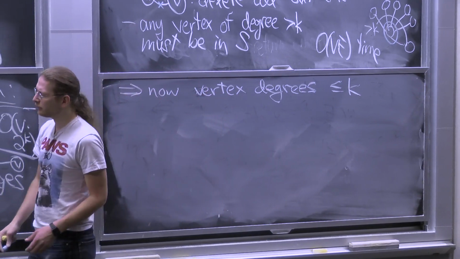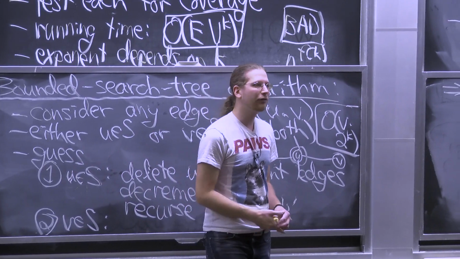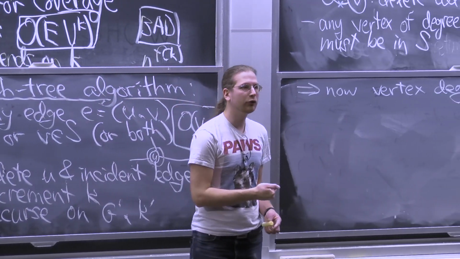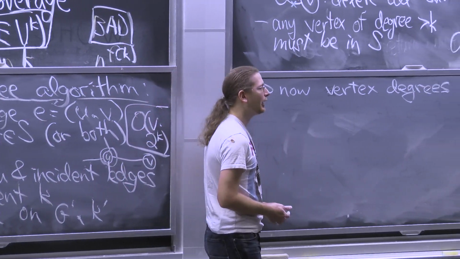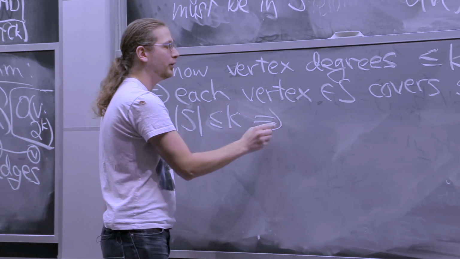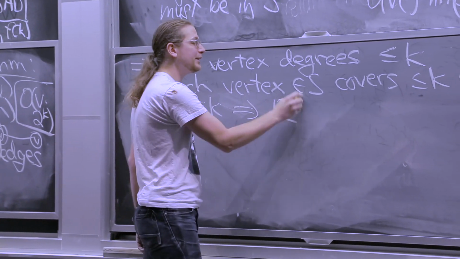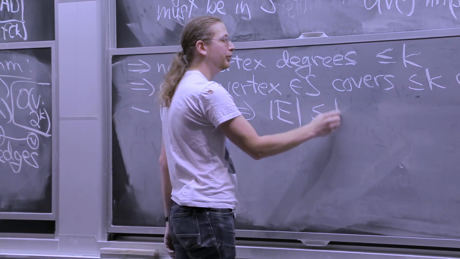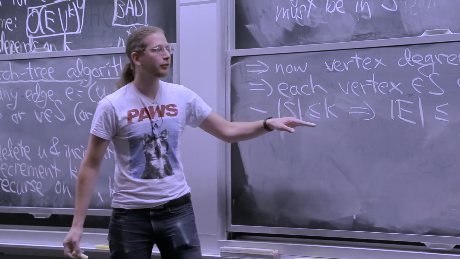Why do I care about a bounded degree graph? Remember, I drew this example, which was a star graph, where n was large, but k was very small. N was v, and k was 1. Now, star graph is special because it has a very high degree vertex. In general, if I have a vertex of some degree, say k, and I put it in the vertex cover, it covers k edges.